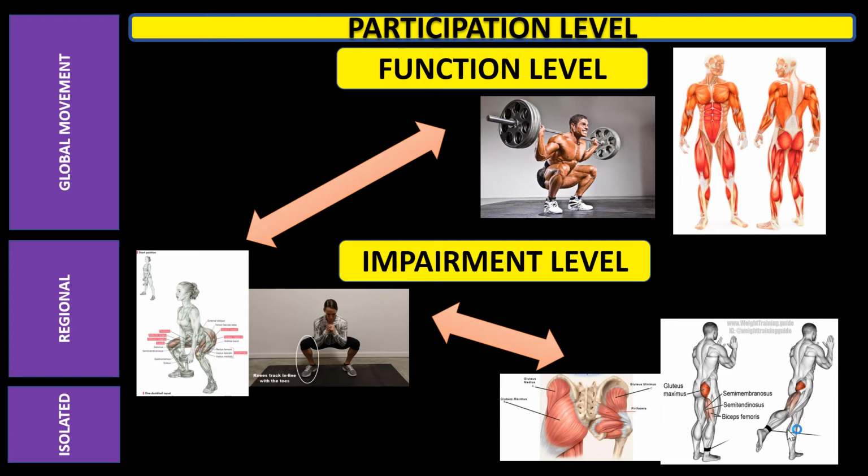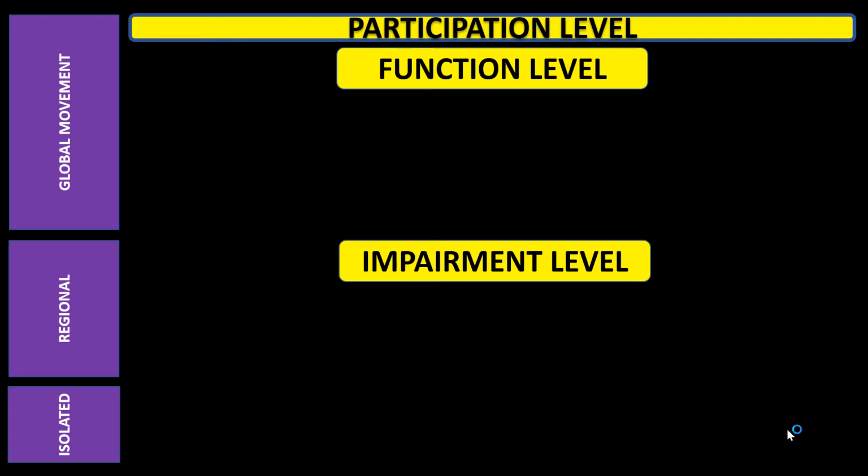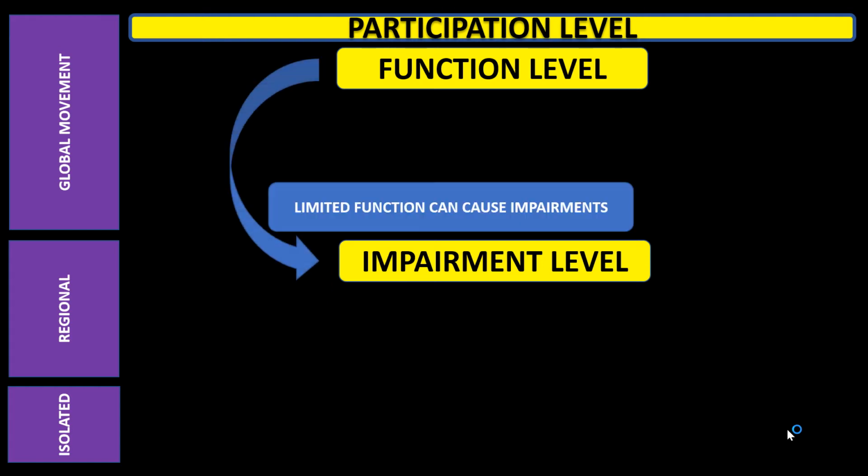So there's certainly a relationship between the different levels of function and impairment, and we can see that one can have an impact on the other. So, for example, if we have an impairment or a limited function, this can cause impairments at the impairment level, at the isolated or regional level.